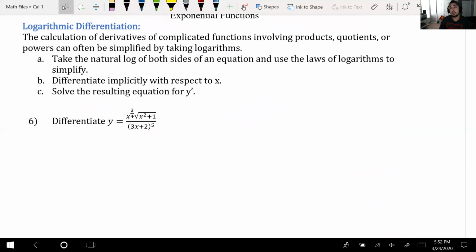Okay, so like I said, logs will make your life easier. Students hate logs. I have no idea why. There's only 3 rules to them that you need to know to make your life easier. They just refuse to learn those 3 rules. Makes no sense at all.